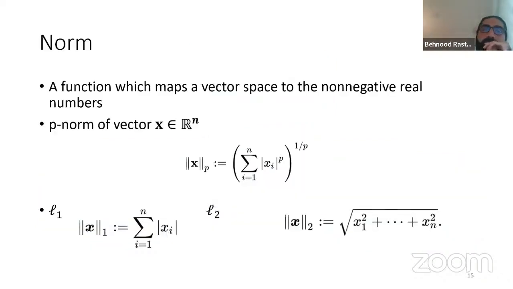So this is a reminder of the definition of the norm. It's a function which maps a vector space to the non-negative numbers, but most of you are probably familiar with these concepts. The L1 norm is the summation of the absolute values in your vector, then the L2 norm, and then the Lp norm. It's just a reminder, because we use this later. We also use the Frobenius norm, which is like the L2 norm, a lot in the next slide.